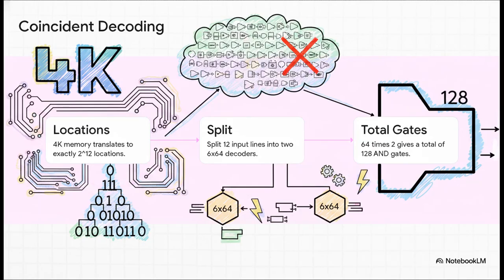Let's actually break down the math and see how this builds. First up, the total locations. 4K is just 4 times 1024, which gives us exactly 2 to the power of 12 locations. Now, if we tried using a single decoder for those 12 input lines, we'd need a ridiculous 4,096 AND gates. No way. But if we break those 12 input lines into 2 separate 6-line inputs, our X and Y selections, we create 2 6x64 decoders. Since each one only needs 64 AND gates, our total drops to just 128 AND gates. Honestly, it's a massive hardware optimization just by using simple coincident decoding.